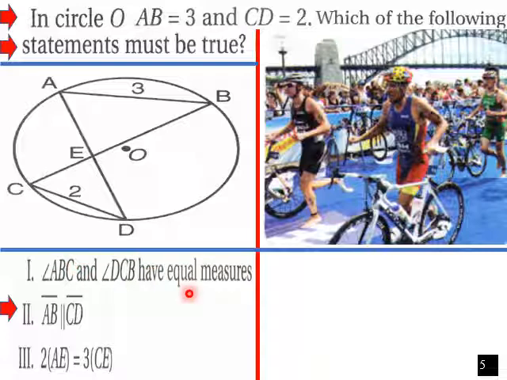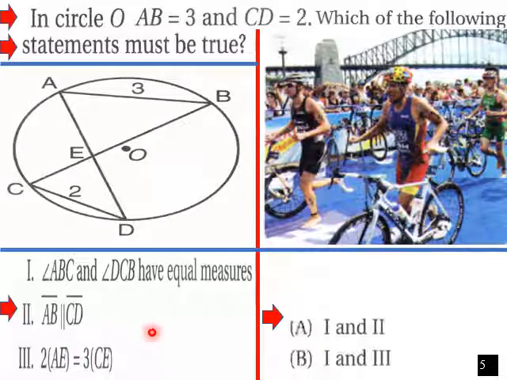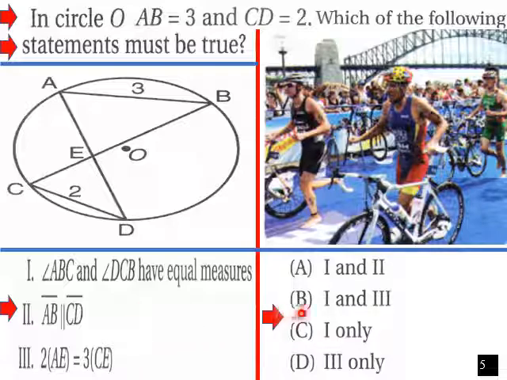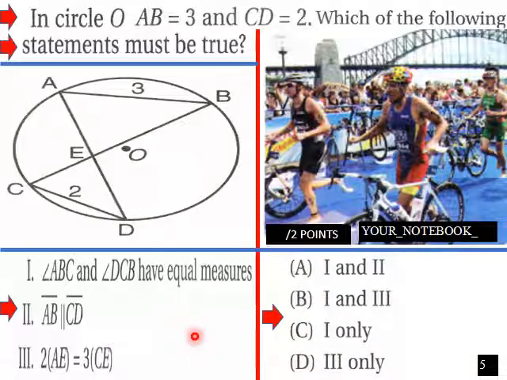That's one statement. Another statement, segment AB is parallel to segment CD. Do we know that? And then statement 3, 2 times AE equals 3 times CE. Then here are our possibilities: 1 and 2, 1 and 3, 1 only, 2 only. So which one of those do you think would be fact?